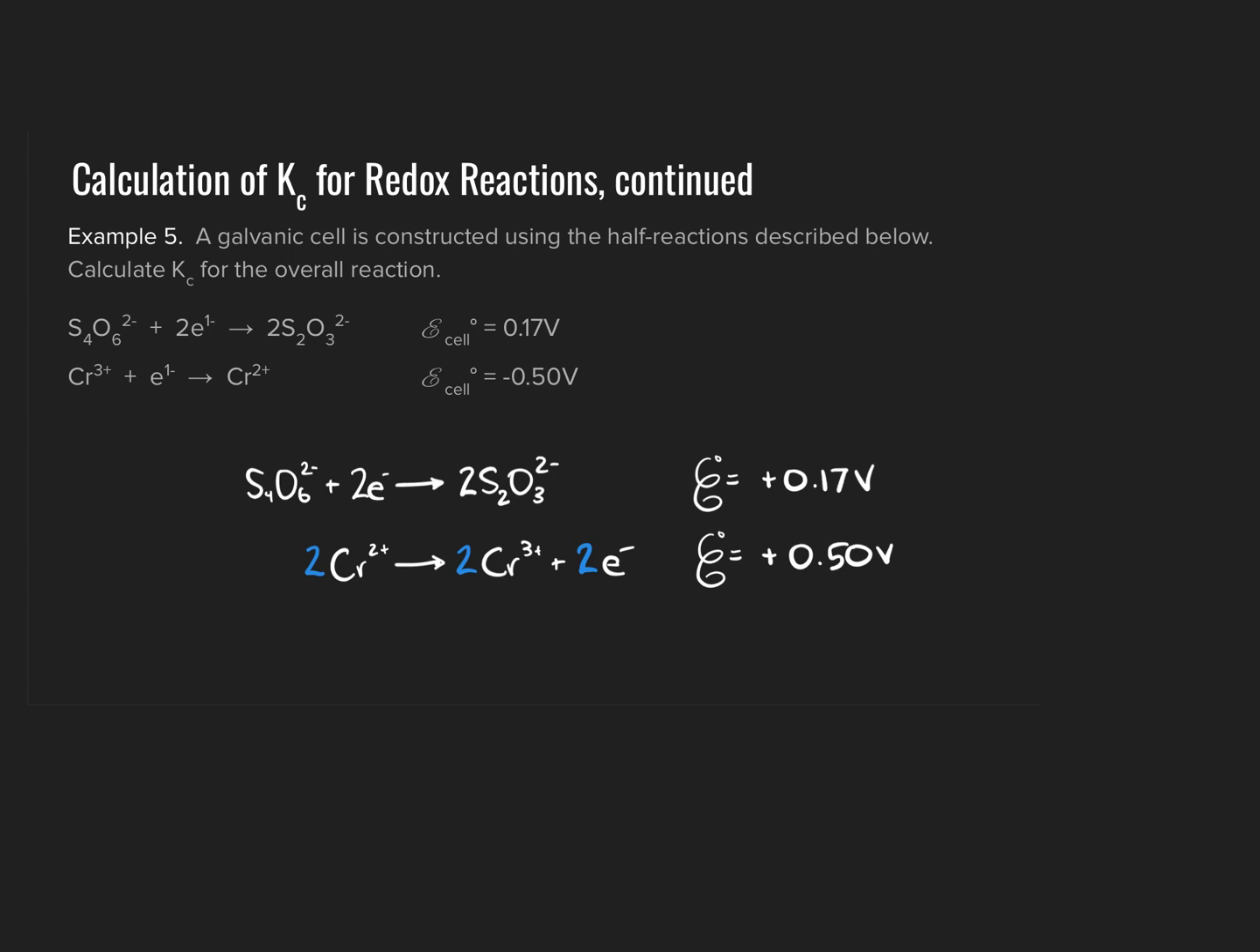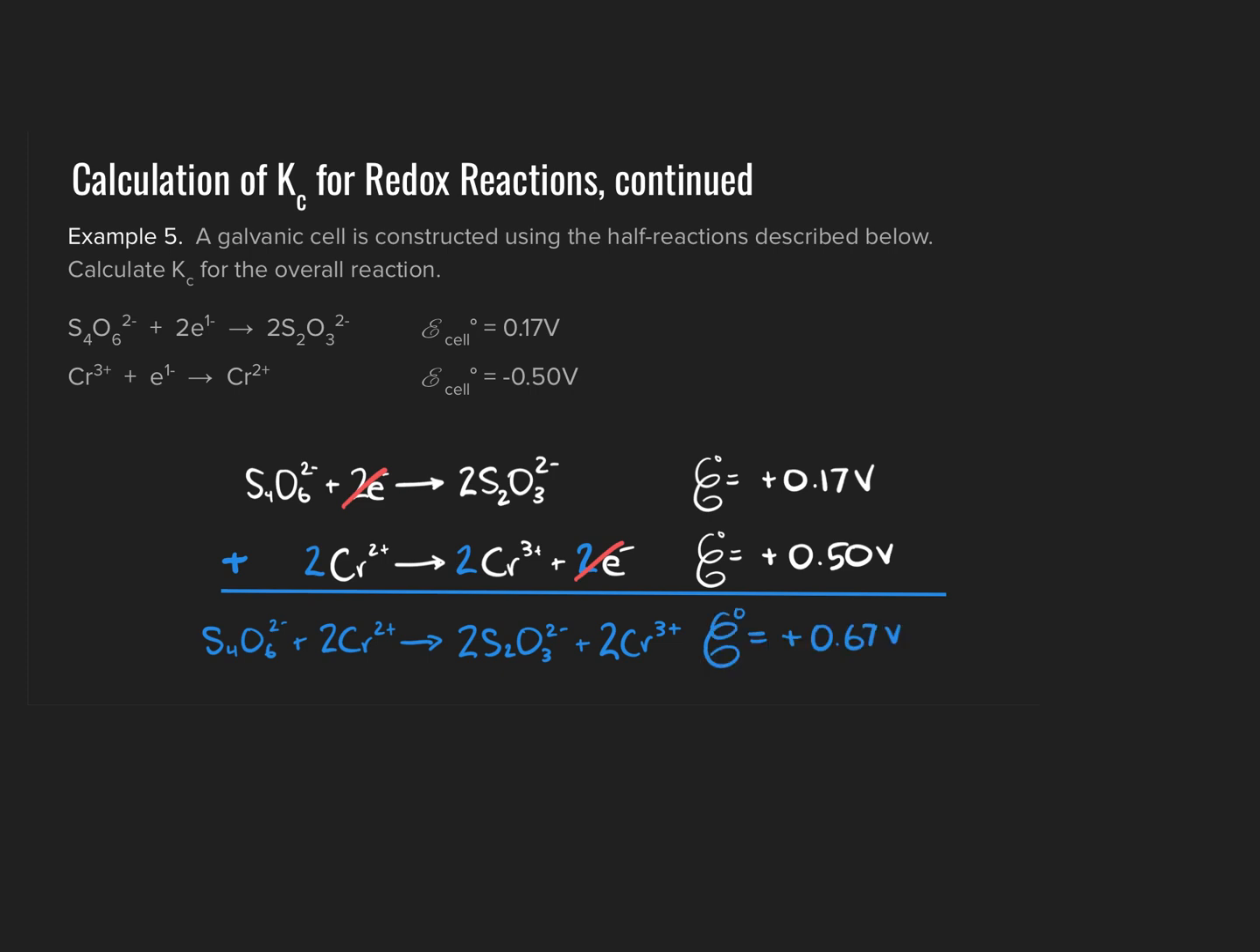And I can now go ahead and combine those half reactions to get the overall redox process occurring. This gives me the ion S4O6 2- plus 2 Cr2+ ions on my reactant side, reacting to form my products here, which is 2 S2O3 2- plus 2 Cr3+. And again, adding together the reduction potential of the reduction half reaction with the oxidation potential of that oxidation half reaction yields an overall operating cell potential of 0.67 volts under our standard conditions.